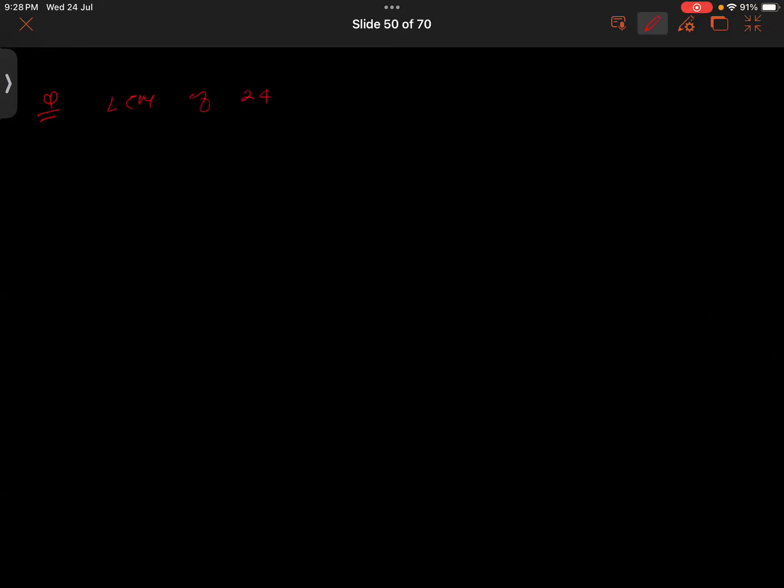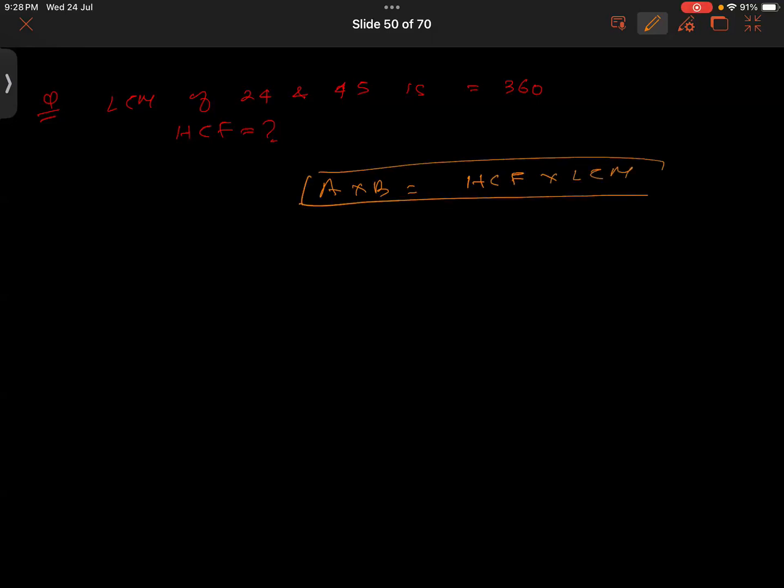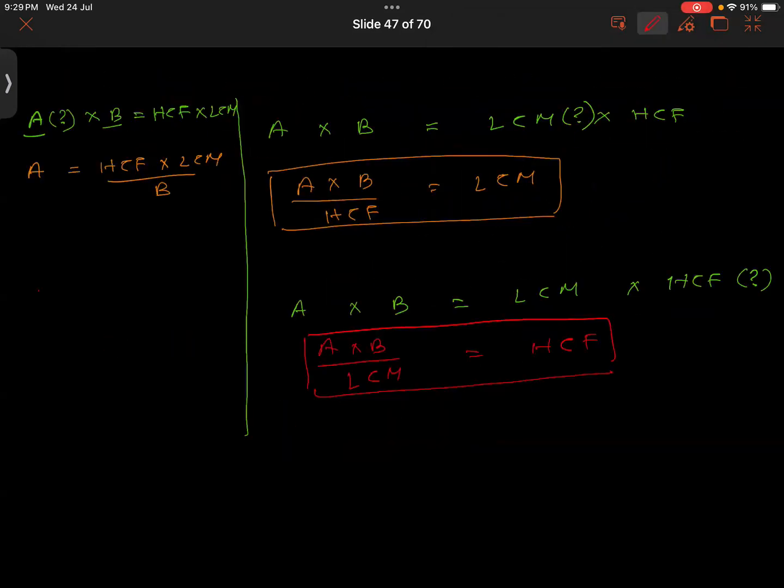The LCM of 24 and 45 is given as 360. What will be the HCF? The formula is A times B equals HCF multiplied by LCM. And what do you have to find? You have to find the HCF. So remember the formula for HCF: HCF equals A multiplied by B upon LCM.